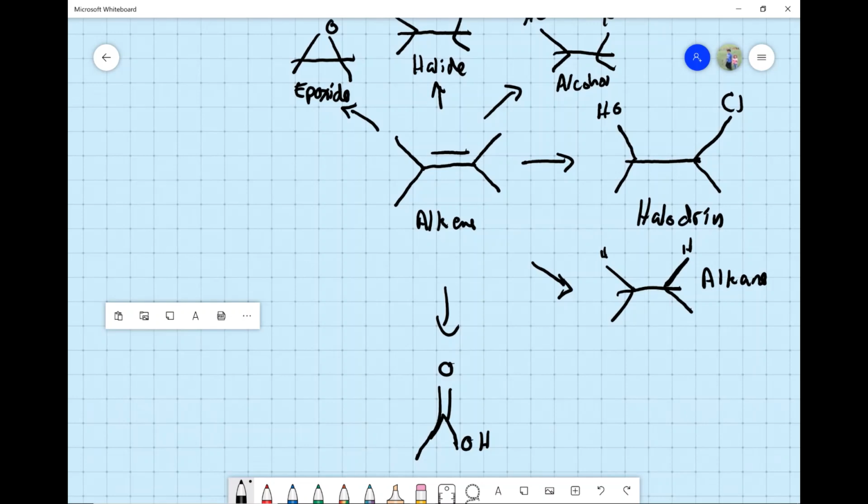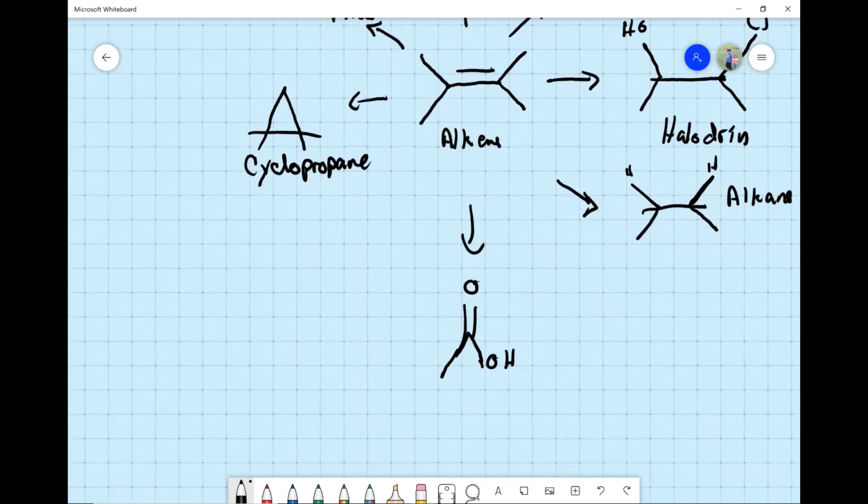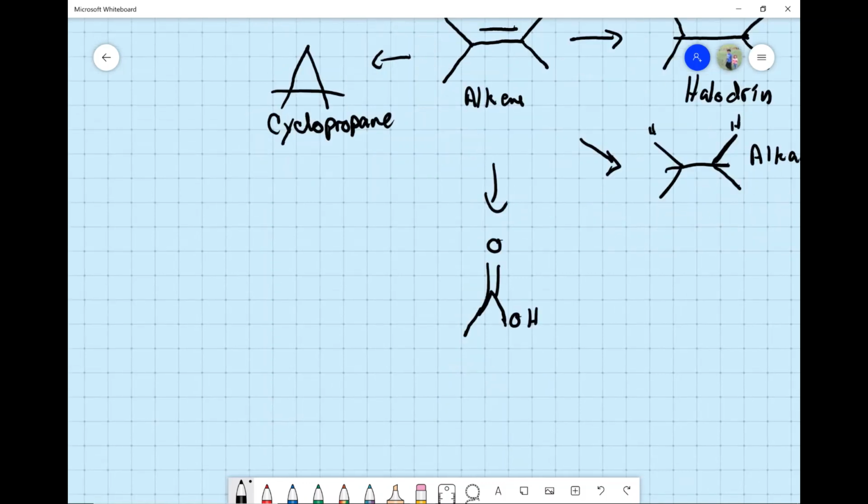And one more, or two more, sorry. Very similar to the epoxide without the oxygen. This would be a cyclopropane. So a ring structure coming from an alkene that's not an arene. And one more.